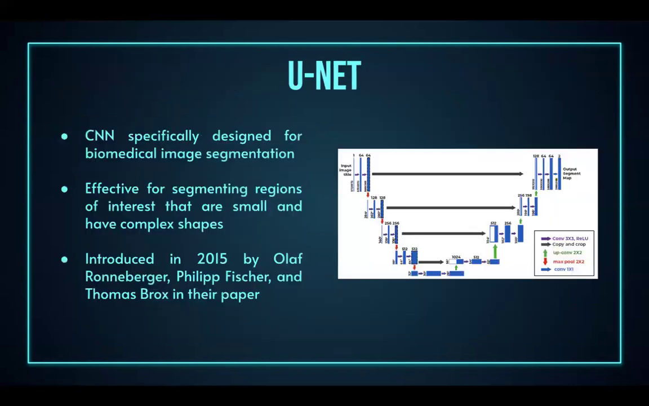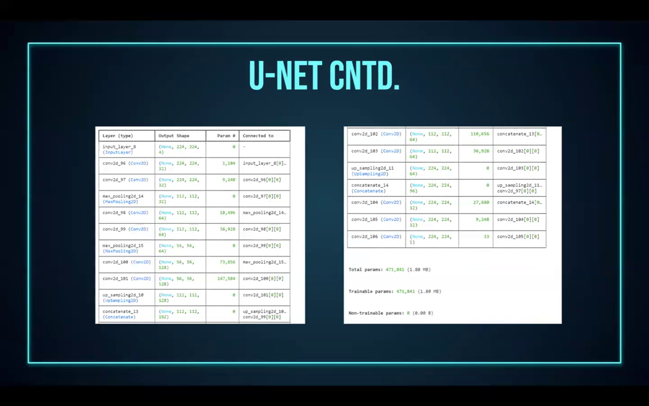And this is the UNet. Moving on, another model that we've also used was the UNet, and it's a CNN model that is specifically designed for biomedical image segmentation, and it's effective for segmenting regions of interest, and it was introduced in 2015. And here is the model summary, and as you can see as well, most of the parameters are trainable, which is a good indicator.